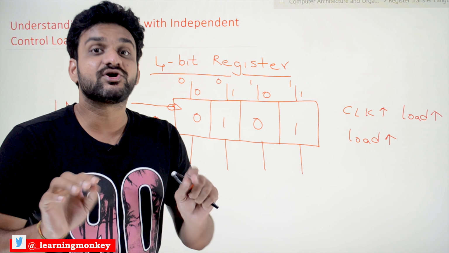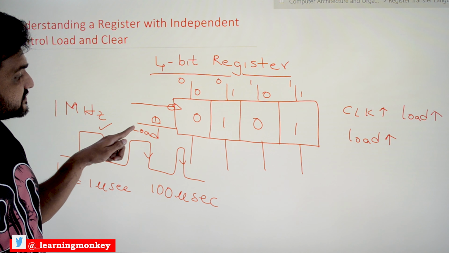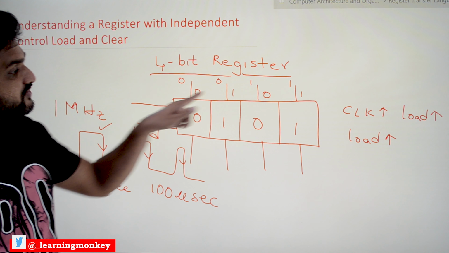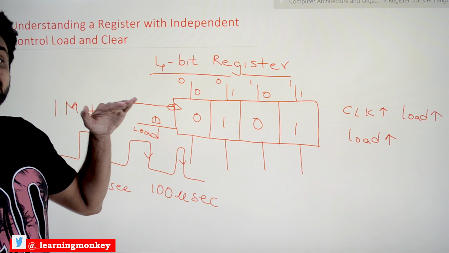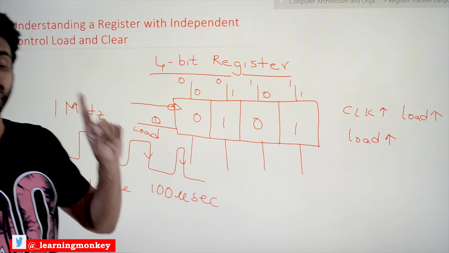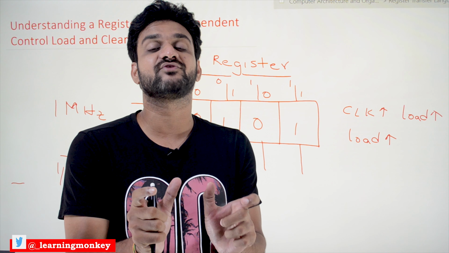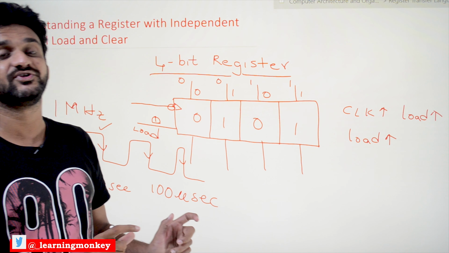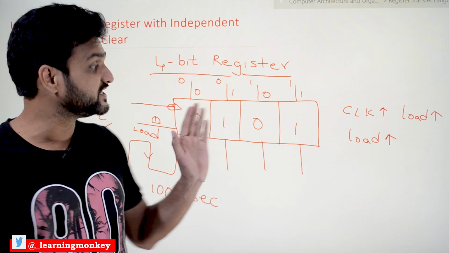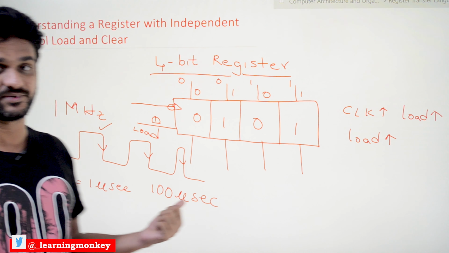In this class, what we have to understand is that there is an independent control provided to the register which controls the data to be loaded into the register. This point is very, very important to understand. This brings you a lot of clarity. Try to watch this video as many times as possible until you get complete clarity on this concept.